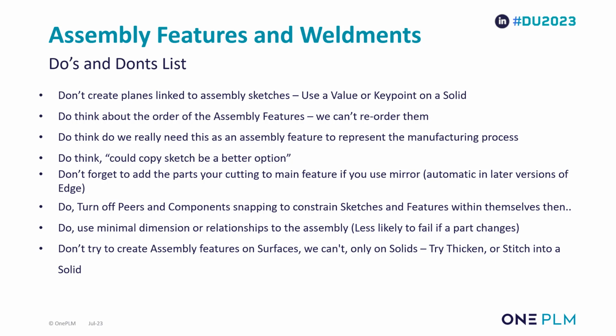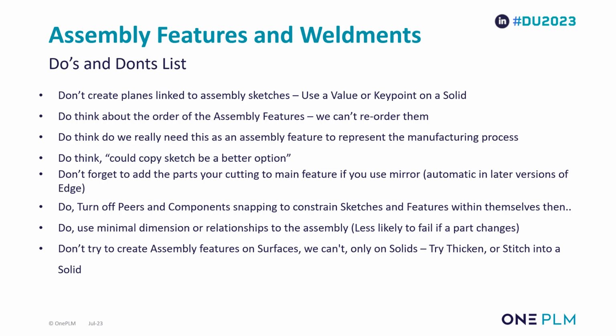Use minimal dimensions or relationships to the assembly. It's less likely to fail if a part changes. Try and constrain the sketch within itself as much as possible, and then just do a dimension horizontal, vertical to the other feature. If something does go wrong, it's much easier. You're not constraining lots to the underlying geometry. Don't try to create assembly features on surfaces.